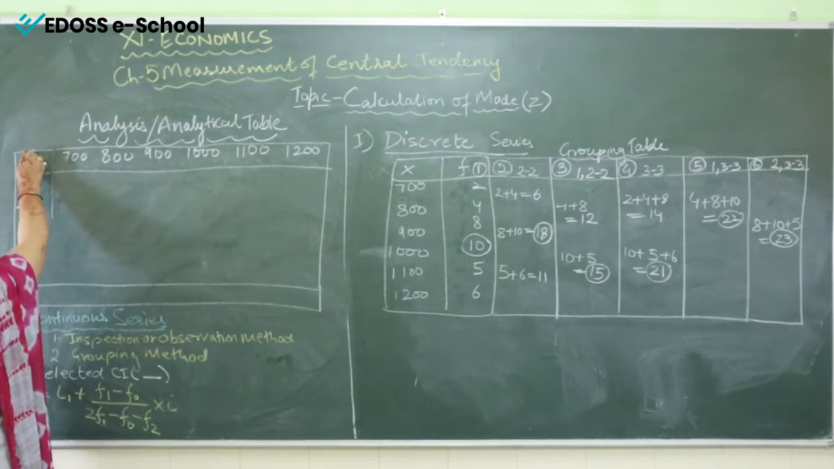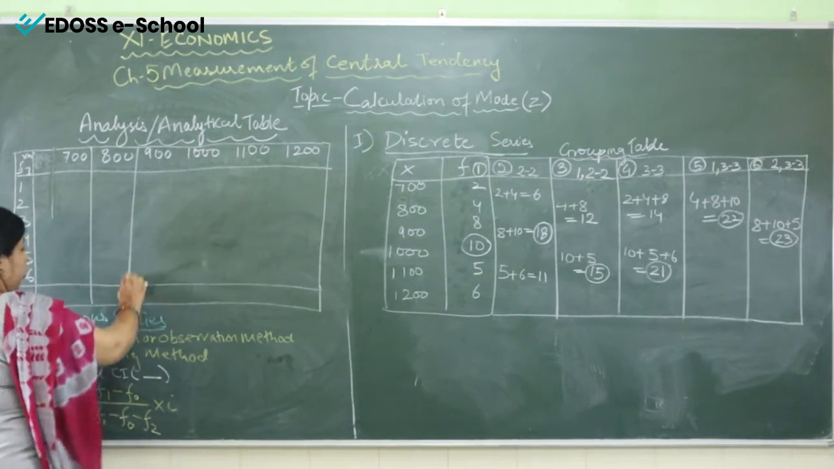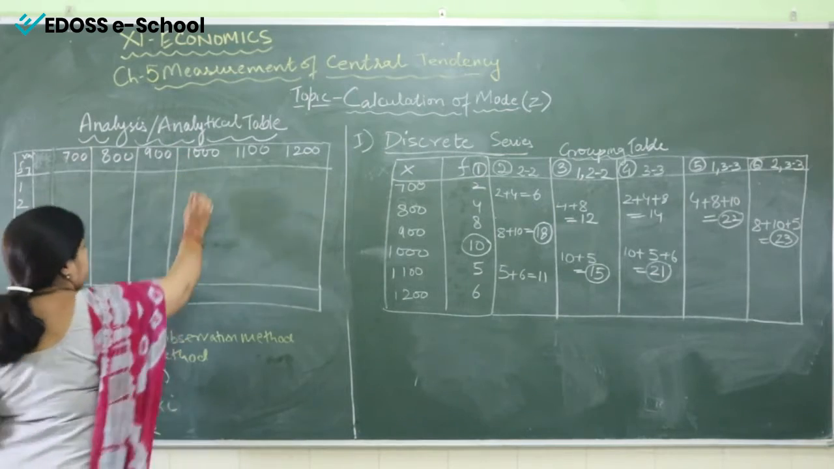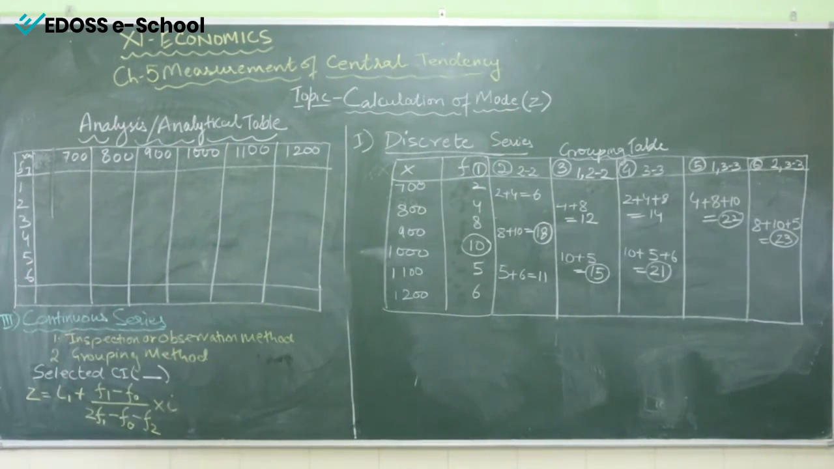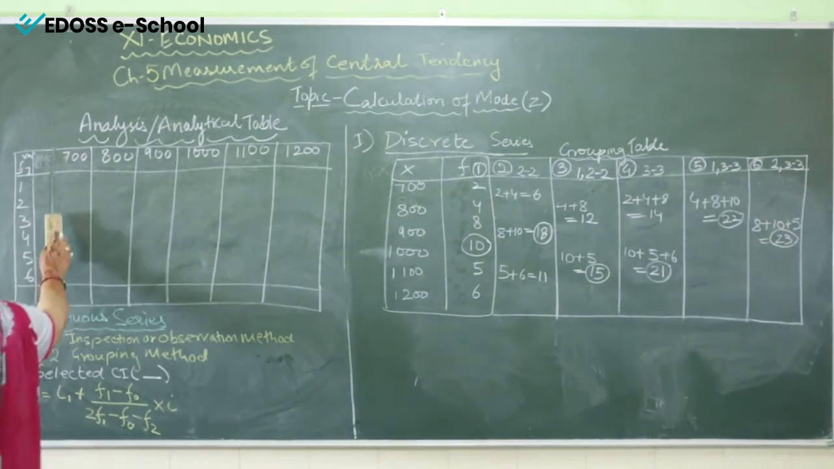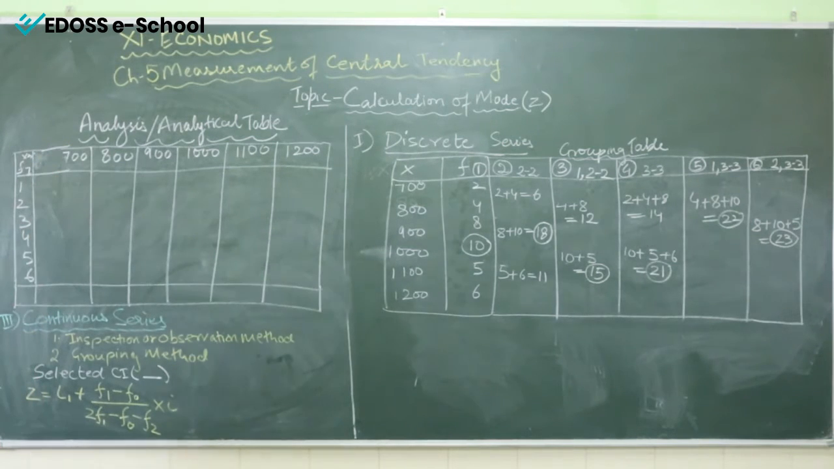This x, I am writing it here. 700, 800, 900, 1000, 1100. This table is framed out for analysis. Now how to work out this table? How to work out on this table? We are going to learn that part.